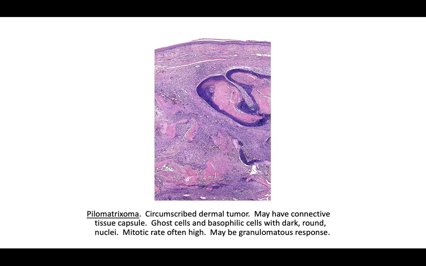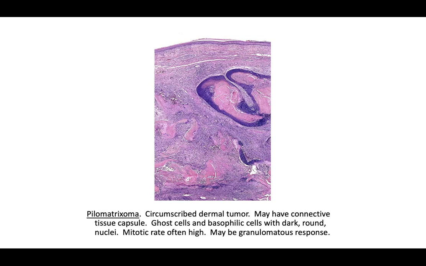Now, these can have a high mitotic rate. It does not mean it's a pilomatrical carcinoma. We often see these in kids as a subcutaneous calcified nodule. There can be a surrounding granulomatous response as well. Review many examples of pilomatricoma because you're absolutely expected to be able to recognize that.